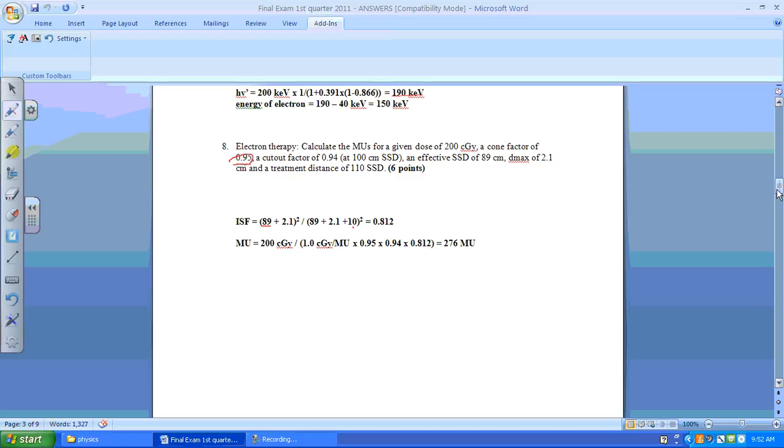Okay, and then what about a cutout factor? What's the cutout factor? The dose rate difference between having a cutout and without that. Right, so it's your treatment cone with cutout divided by your treatment cone. Okay, effective SSD, put all that in there, inverse square. Here your MU equation is here with dose in the numerator, and then 1 centigray per MU, your cone factor, cutout factor, and inverse square factor, and you get 276.